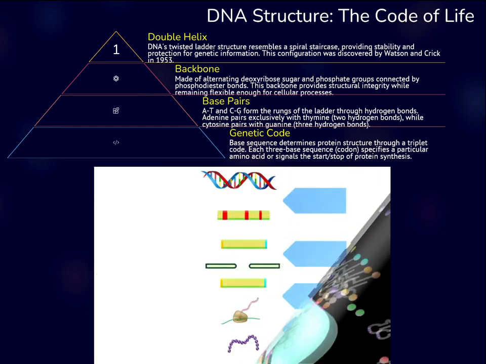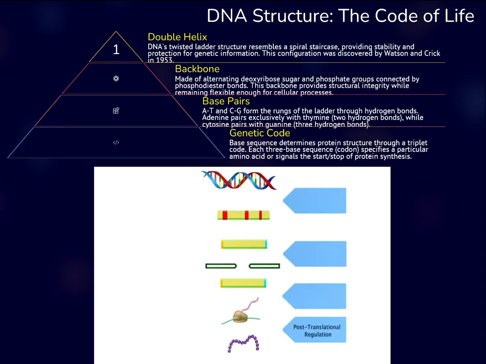A fourth place that gene expression is regulated is at the post-translational level. This generally involves changing the newly produced protein by breaking it down or making chemical alterations to it that affect how it functions in the cell.